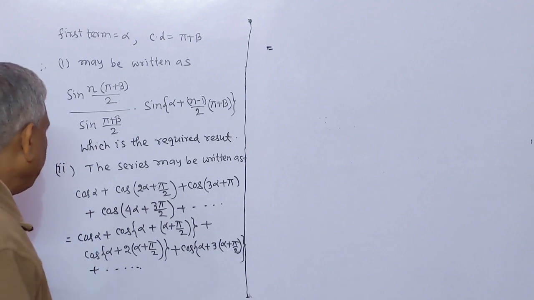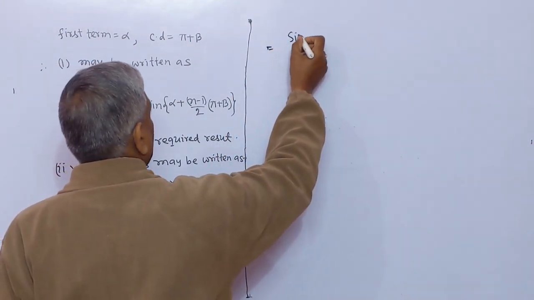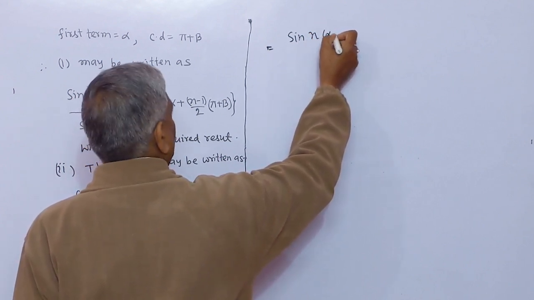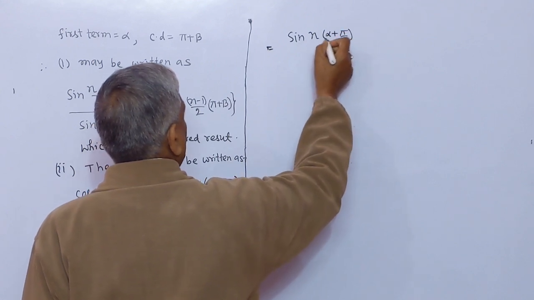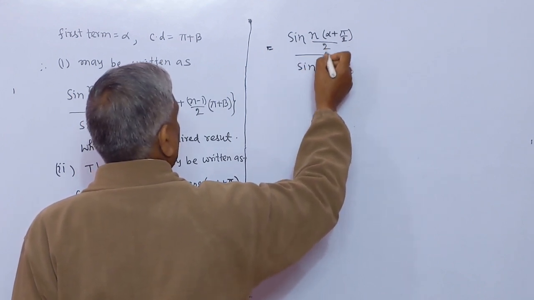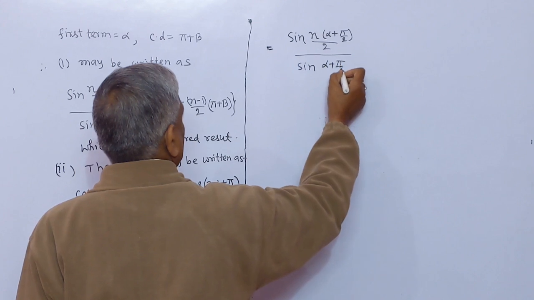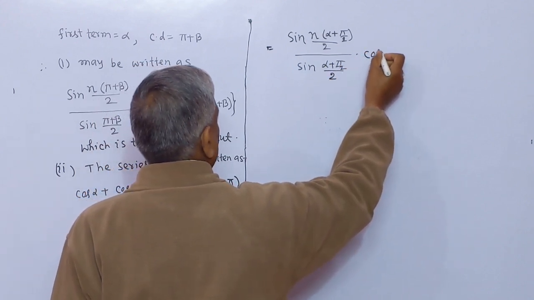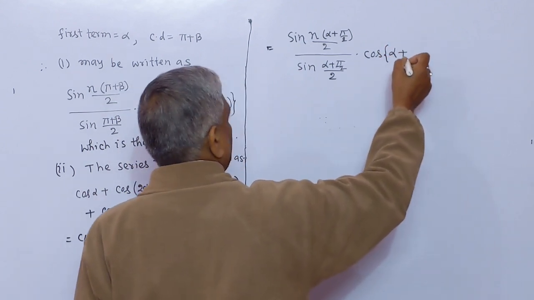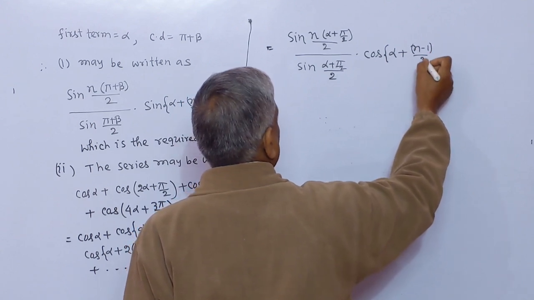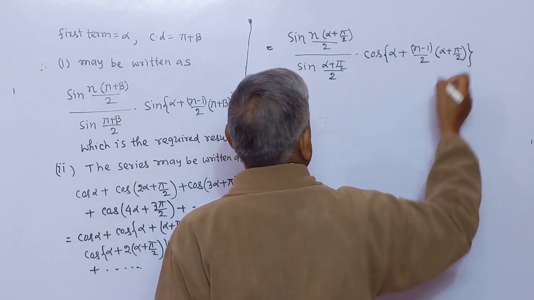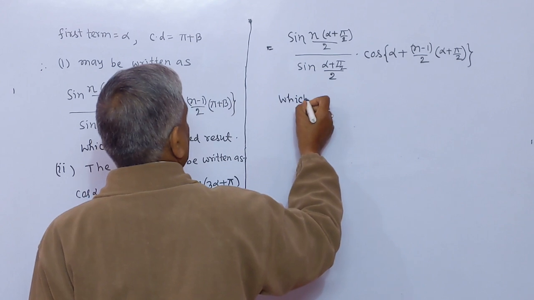So sum will be sine of n times common difference alpha plus pi by 2, by 2, by sine of common difference alpha plus pi by 2, by 2, into cos of first term alpha plus n minus 1 by 2, common difference alpha plus pi by 2, which is the required result.